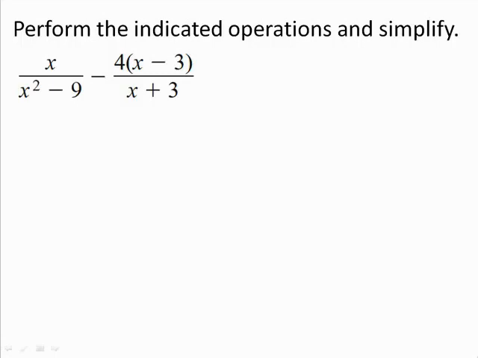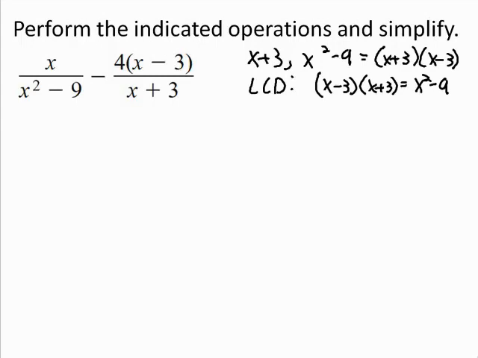The two denominators are x plus 3 and x squared minus 9. x squared minus 9 can be factored into x plus 3 and x minus 3. The least common denominator has to contain each factor. So the least common denominator has to be the product of x plus 3 and x minus 3, which equals x squared minus 9.